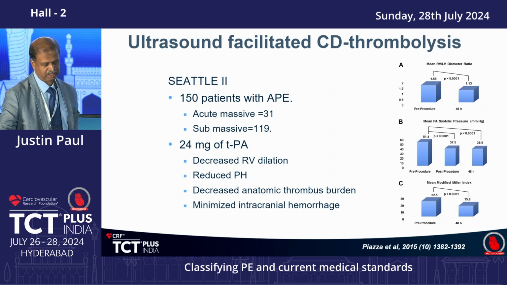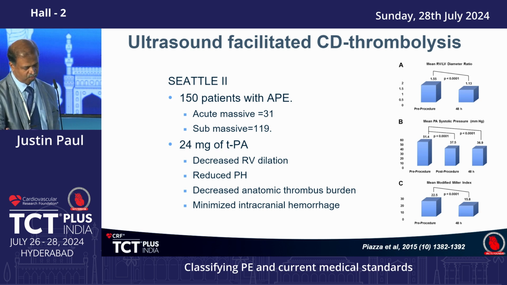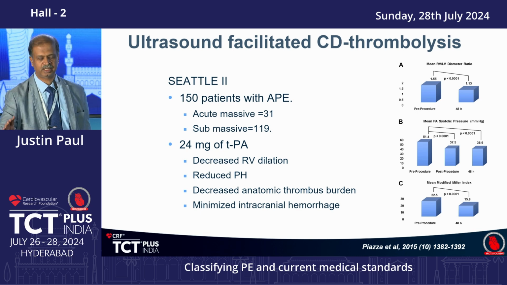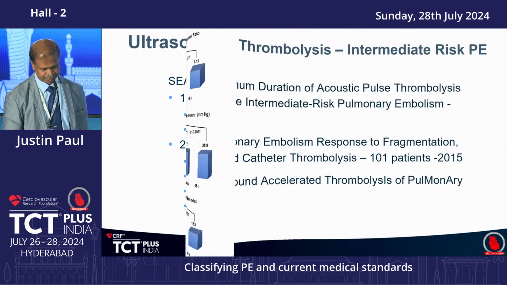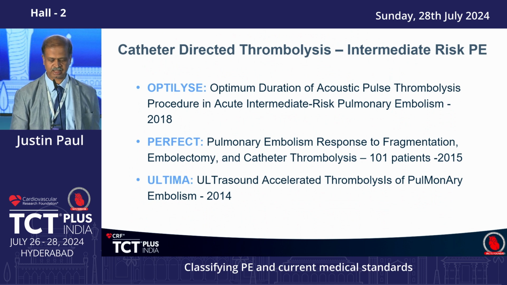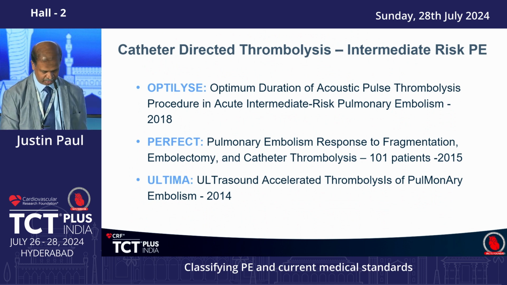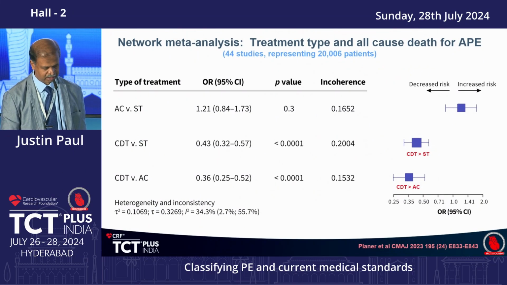Started with Seattle 1. The Seattle 2 is a larger study with 150 patients, of which 119 patients had submassive PE. So we are more interested in intermediate risk pulmonary embolism. And what it showed was a decreased RV dilatation, reduction in pulmonary hypertension, decreased anatomic thrombus burden, and minimized intracranial hemorrhage compared to the other group. So these are other studies of catheter-directed thrombolytic therapy.